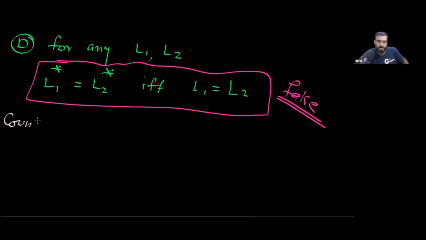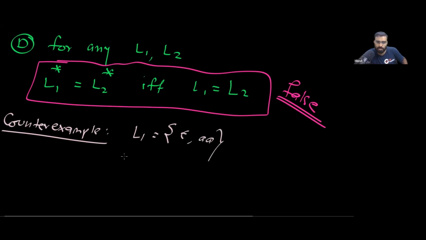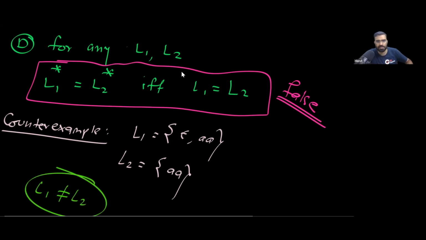Let me give you one. See what you can do. For example, you can take L1 equal to this, and L2 equal to this. Notice L1 is not the same as L2. Now you tell me what L1 star will be. You can check it out. It will be a power n, where n is greater than or equal to 0.